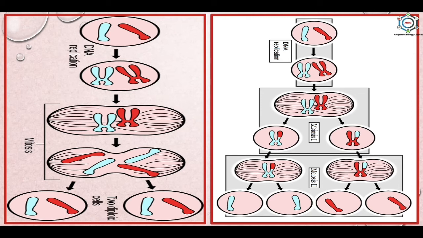Mitosis may occur in haploid or diploid cells, while meiosis always occurs in diploid cells. In mitosis, chromosomes do not show chromomeres, while in meiosis, chromosomes may show chromomeres. So these are some differences between the mitosis and meiosis processes.